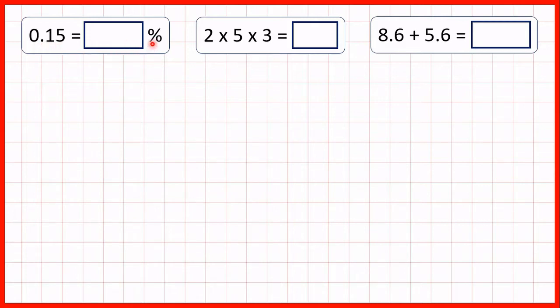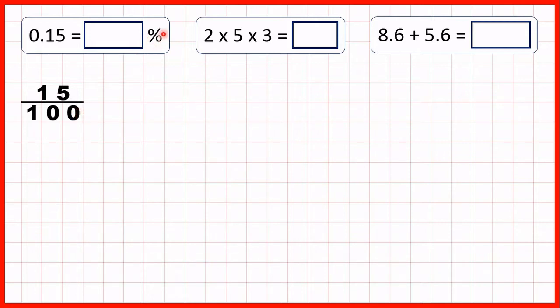0.15 is what as a percentage? Now, after the decimal point, we have our tenths column, and then we have our hundredths column. So, what we can do is, if we ignore the decimal point, because the last place value in our number is the hundredths, we can just write the numbers in the decimal over 100. So 0.15 is 15 over 100.